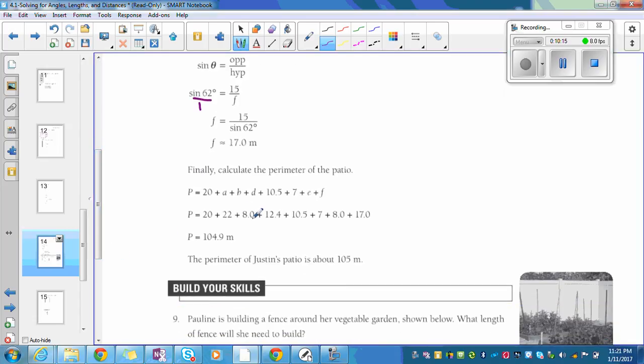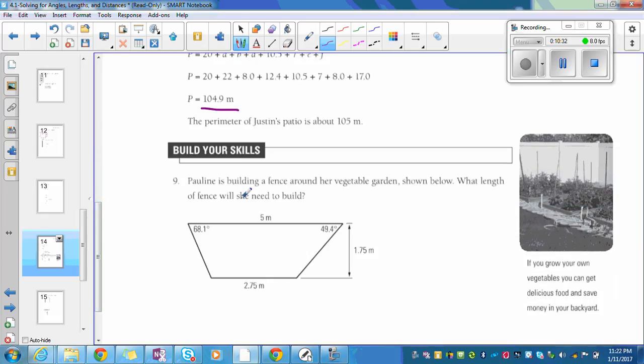20 plus 22 plus 8 plus 12.4 plus, oh, I missed this 10.5 when I was counting, plus 7 plus 8 plus 17. Once you put it all in, you get about 104.9. So try some of these harder built kind of pictures where you might have to extend lines to come up with shapes and stuff like that. That will make triangles, because that's how we know how to solve things. We have triangles and other side lengths to help us figure out these things.